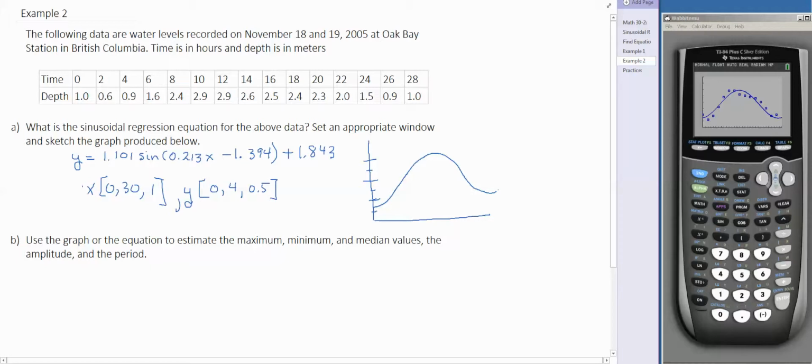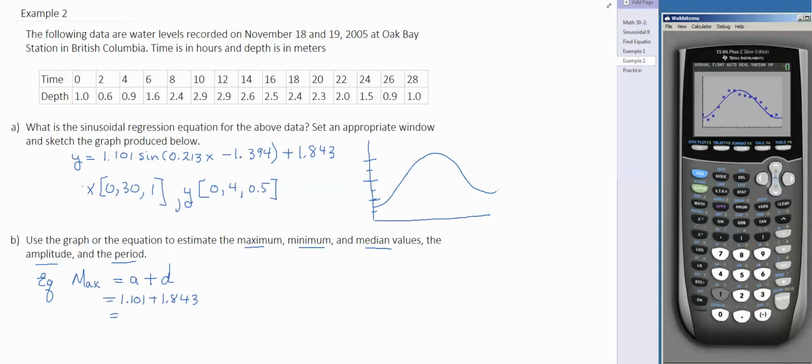Now we're going to use the graph or the equation to estimate the max, min, median, amplitude, and period. We can do this in a variety of ways. As they say, use the equation. If we use our equation, to get the max, we take our amplitude A plus our median. So we have 1.101 plus 1.843. We add that together.